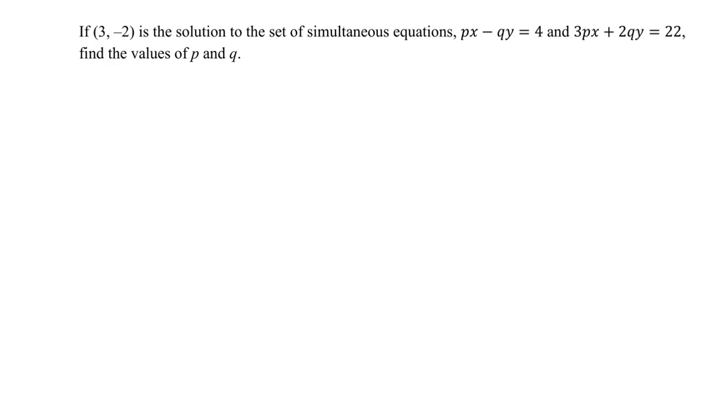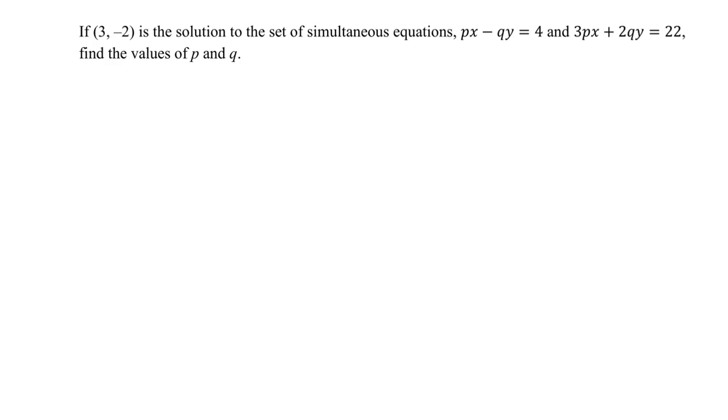Hello everyone, welcome to this video where we are given that a pair of coordinates (3, -2) is a solution to this set of simultaneous equations: px minus qy equals 4 and 3px plus 2qy equals 22. Now, there are 4 unknowns. How do we solve this pair of simultaneous equations then?